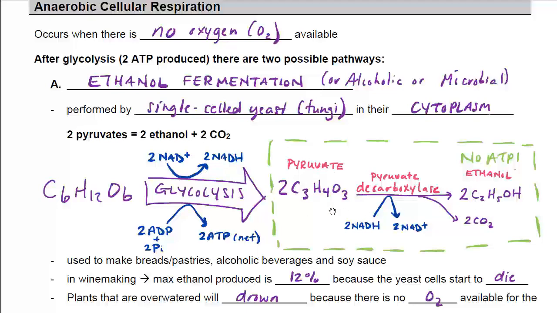And in the process of doing that, a couple of these oxygens go with it, and I end up with a carbon dioxide. So pyruvate, de- to remove, carboxylase, the enzyme that removes a carboxyl group from pyruvate. All these names are based on exactly what these things are doing. So hopefully if you can put the pieces of language together, it won't be too tough.